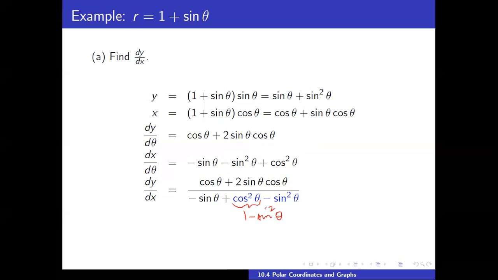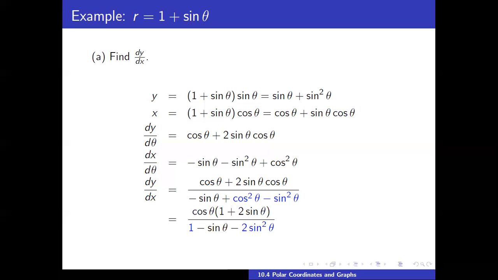Yes? Okay, so I just wanted to make sure you knew where this next line is coming from. Basically that cos squared gets replaced by 1 minus sine squared. And so that denominator is now completely in terms of the sine function. And what did I do to the numerator, just to make sure we're on the same page? I pulled out the cosine. And what's left behind is 1 plus 2 sine of theta.